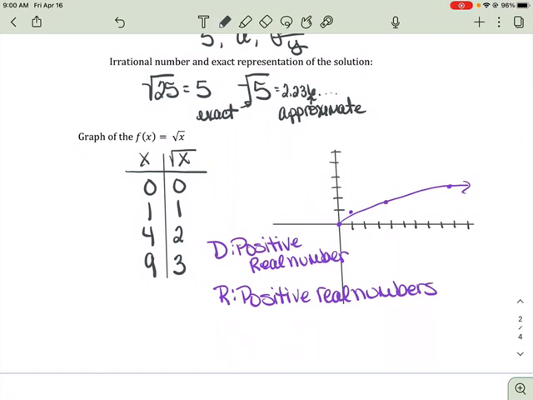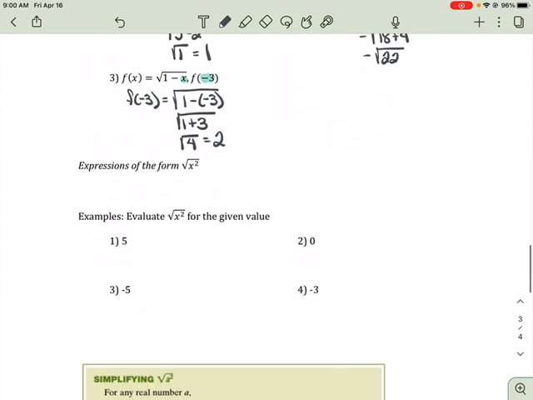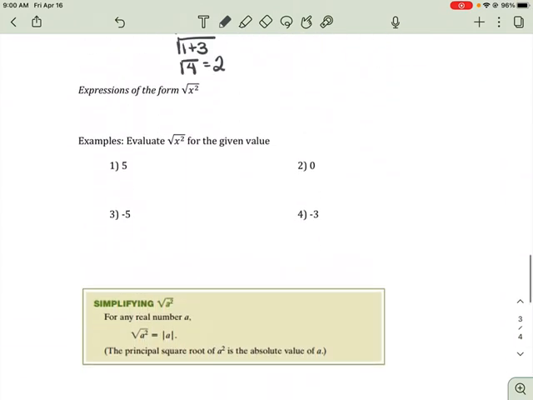Remember, perfect solutions are like the square root of 4 and the square root of 9. Approximate solutions would be the square root of 5 when we put it in our calculator, but we want the exact solution unless otherwise told, so we're going to leave it as the square root of 5. Now, when we're taking square roots and there's a square, like the square root of x squared, we have to be concerned if the answer is going to be positive or negative.